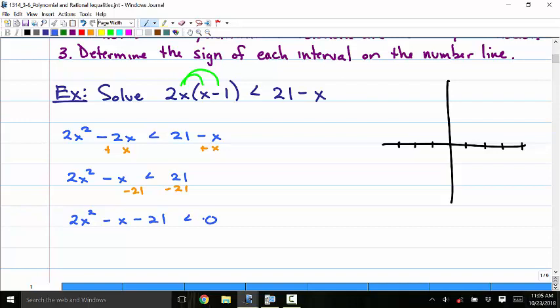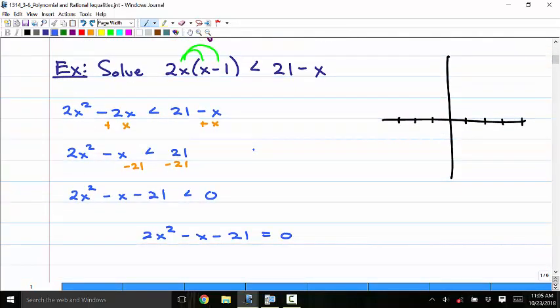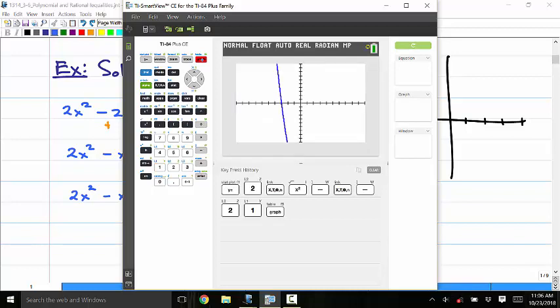All right. Now we need to go find the solutions to 2x squared minus x minus 21 equals 0, because that's what it tells me to do here in step 2. Find solutions of f of x equals 0. Okay? So how do we do that? We've been working on this all week, last week. I'm going to tell you to cheat and go plug the polynomial into y equals and look for your real x-intercepts. So I'm going to pause. I've typed it into my y equals, and I hit graph. It looks like I have 2 x-intercepts.